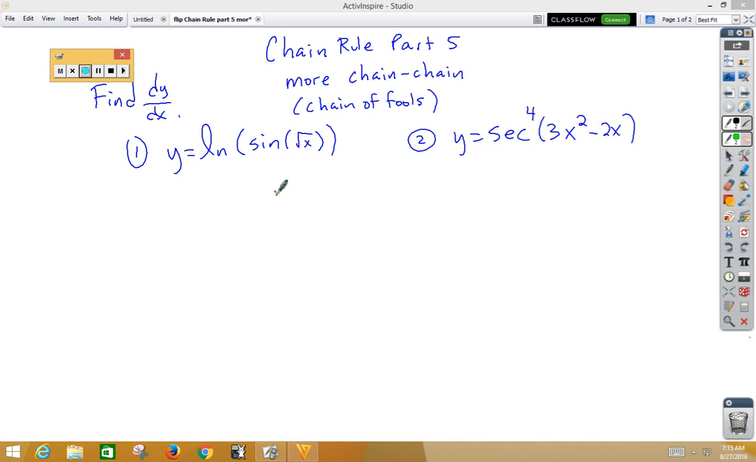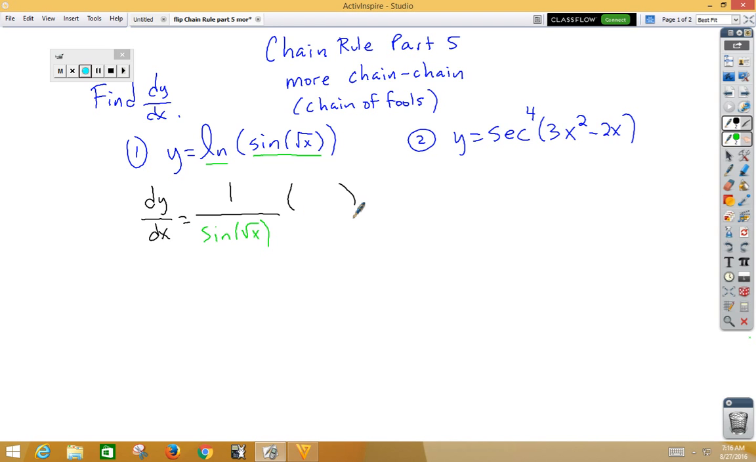In this video, we're going to continue working on the chain rule with more chain. In our first example, y equals natural log of sine of root x. We have the inside function is sine root x, which will be a chain rule on its own. The outside function is natural log, so dy dx is equal to 1 over, don't change the inside, so sine of root x. Now we have to take the derivative of sine root x, which is a chain rule.